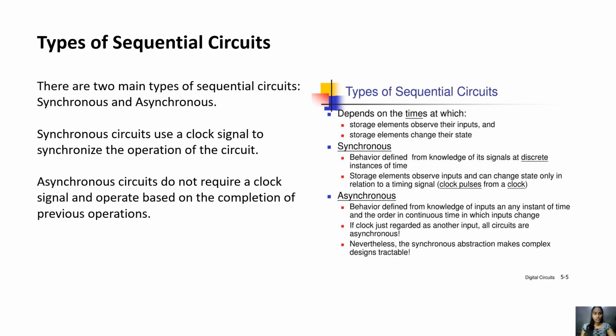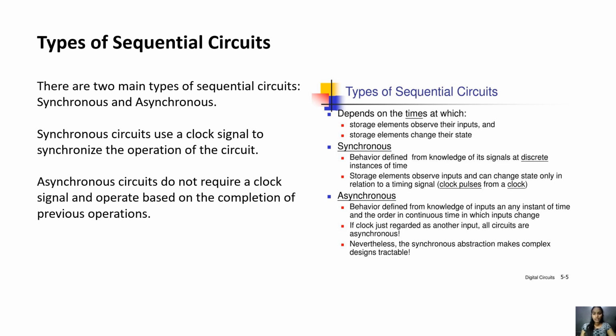Types of sequential circuits. There are two main types of sequential circuits, synchronous and asynchronous. Synchronous circuits use a clock signal to synchronize the operation of the circuit. Asynchronous circuits do not require a clock signal and operate based on the completion of previous operations. Types of sequential circuits depend on the times at which storage elements observe their inputs and change state.